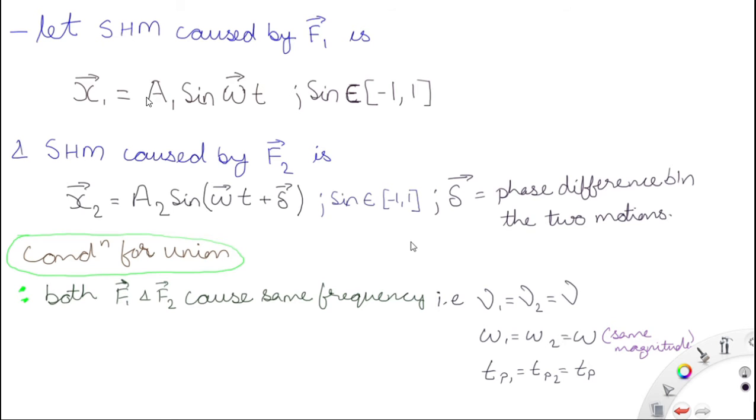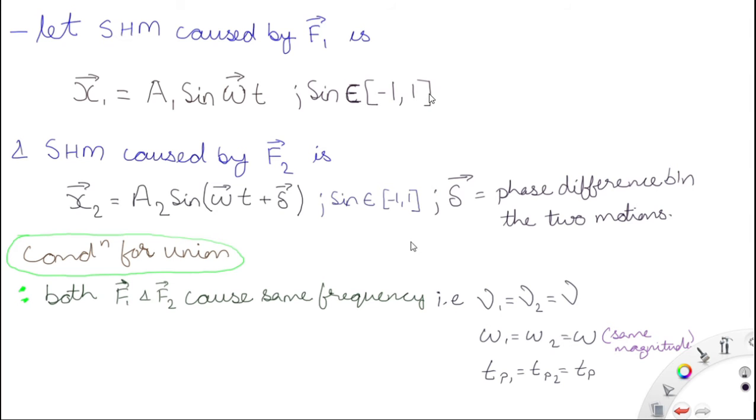Okay, so this is the equation for the simple harmonic motion that is caused by F1. x1 is the linear displacement caused by F1. A1 is the amplitude of simple harmonic motion, and sine is the function which will give you values from -1 to 1.